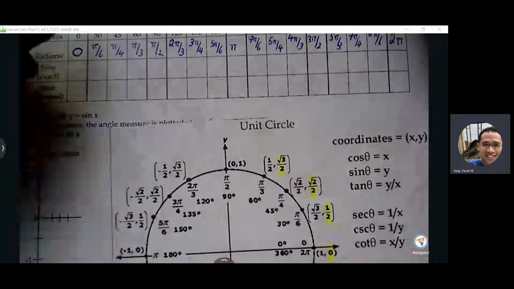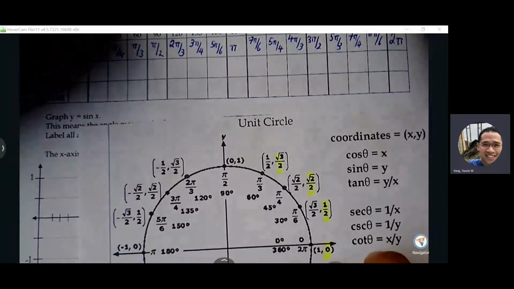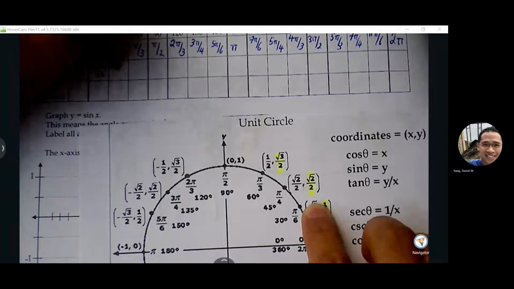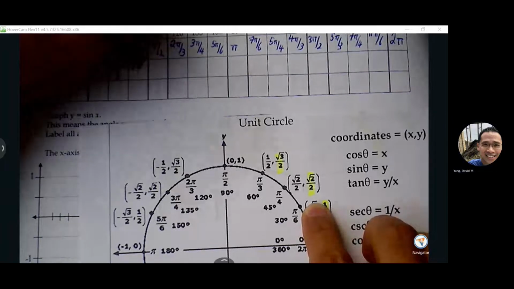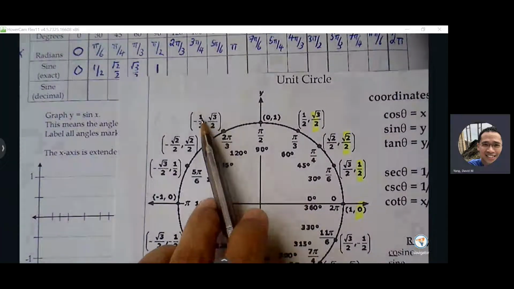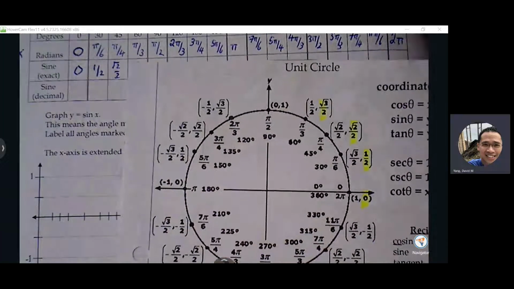Okay, so that means at 0 it's 0, pi over 6 is 1/2, root 2 over 2. We're just taking all the y values and putting them down.